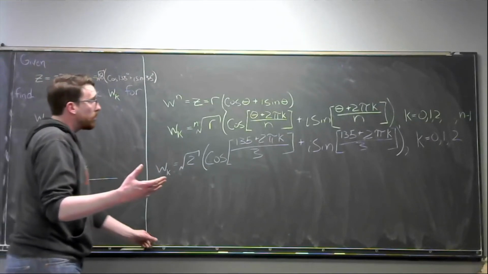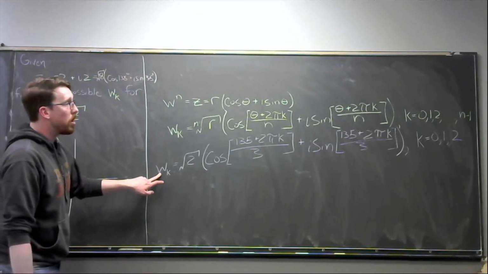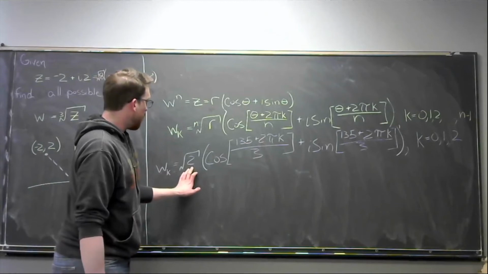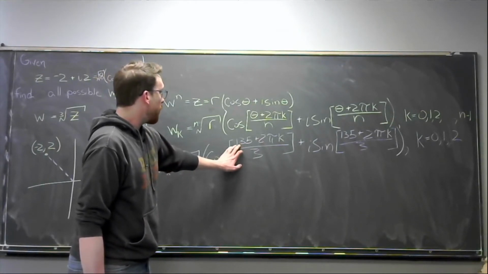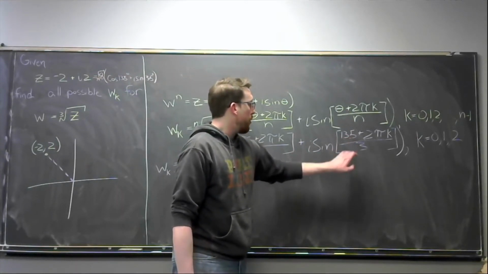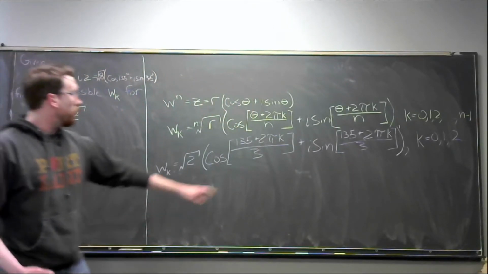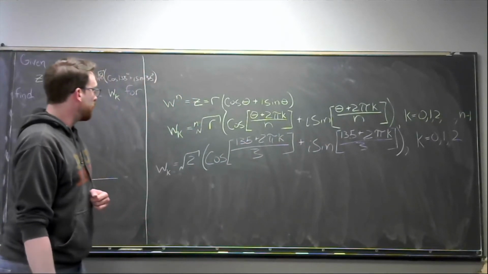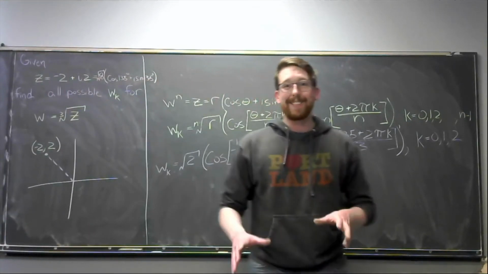Now, if we were asked to give particular answers, all we would do is say, all right, W0 is equal to the square root of 2 times cosine of 135 divided by 3 plus i sine 135 divided by 3. And we do the same thing for 1, except we would put 1 in for k here, and again for 2. That's all it is. It's not as crazy as it sounds or looks.